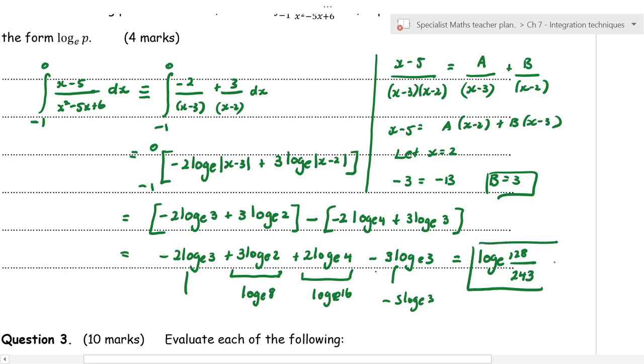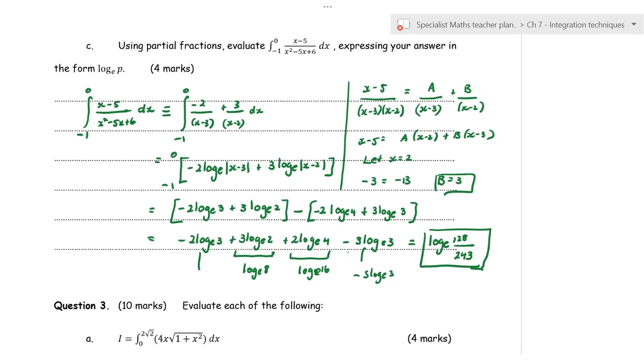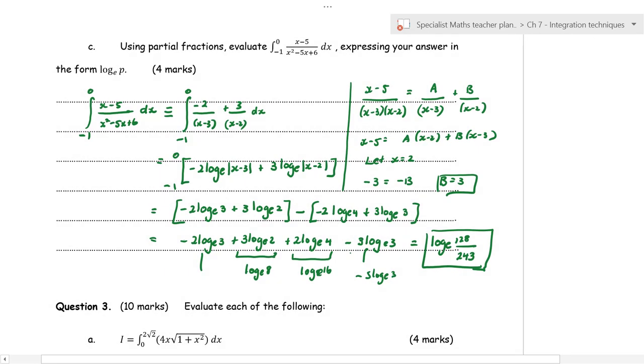Is that what you got? Did you guys get that? Well done. That's not easy, is it? Because there's so many ways in which you can go wrong. So many ways.